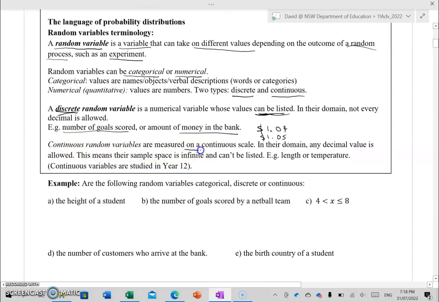Continuous random variables are measured on a continuous scale, and normally they're measurements as well. In the domain, any decimal value is allowed. This means their sample space is infinite and can't be listed. So continuous random variables have an infinite sample space, whereas discrete has a finite sample space. Some examples of continuous random variables would be length, or temperature, which can be measured to an infinite amount of decimal places. We focus on continuous random variables in year 12, but this topic's all about discrete random variables.